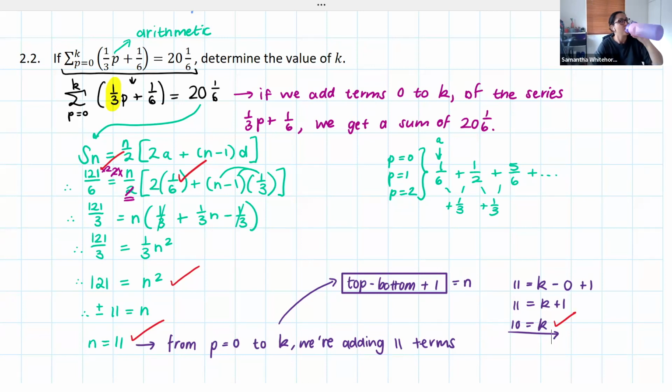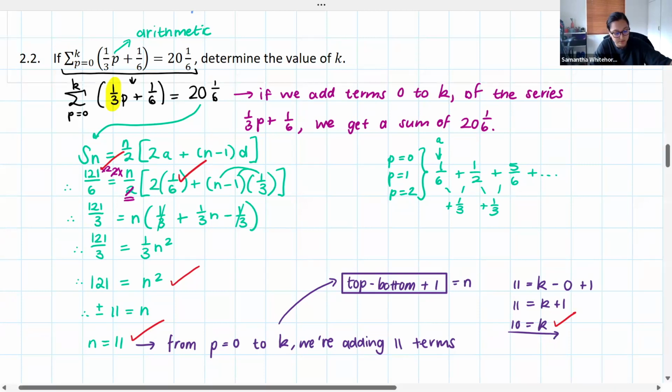Hi, ma'am. I have a question based on when we use the top minus bottom plus 1 formula. Is it towards the end of solving, for example, when they say determine the value of k and you're supposed to get it alone, will you use it in that circumstance?